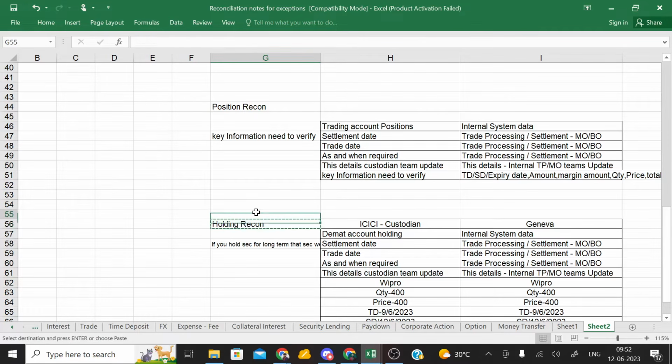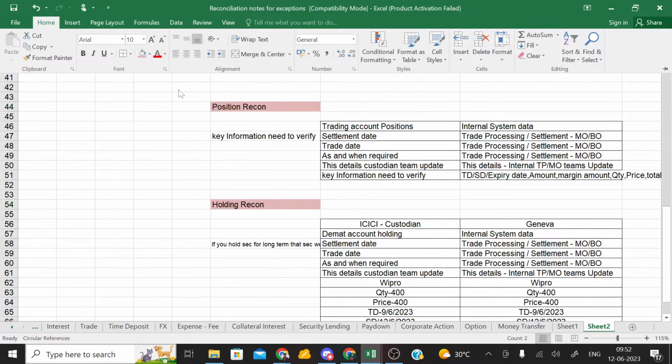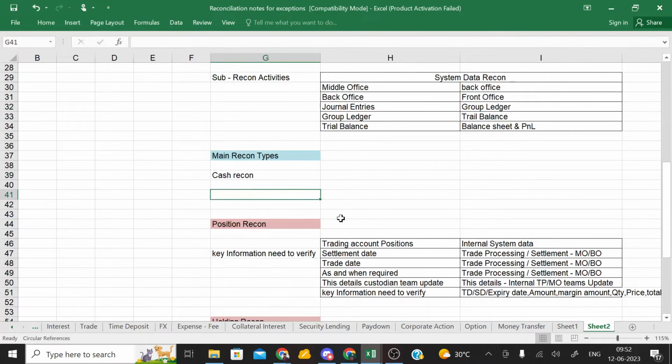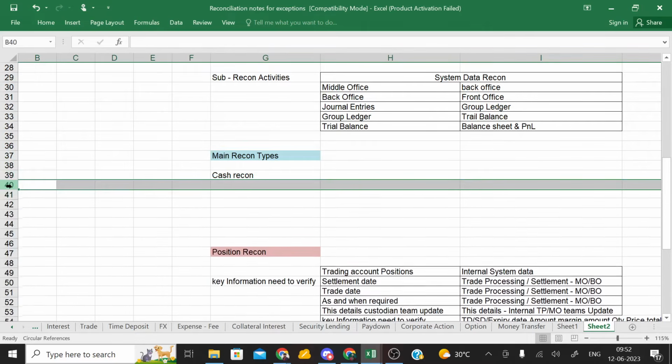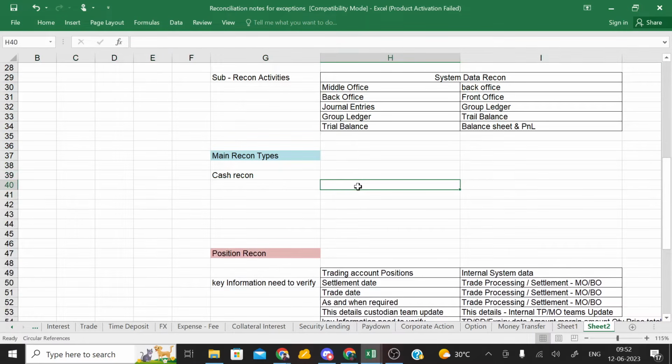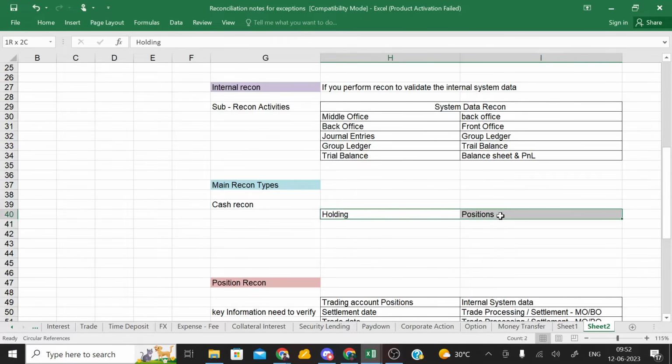Position recon, holding recon, then finally there would be cash reconciliation. Under cash reconciliation, you would see cash plays a crucial role, guys, in both holding and positions. In both the cases, your cash recon plays a crucial role.